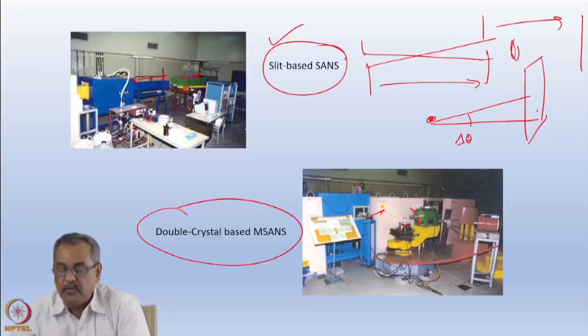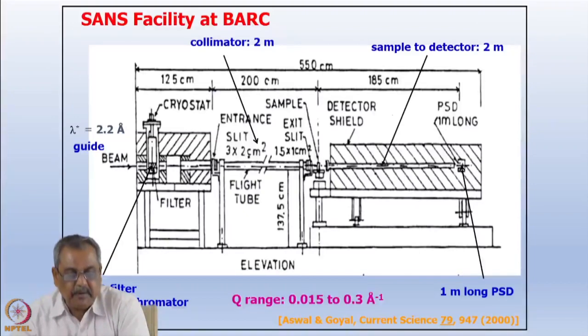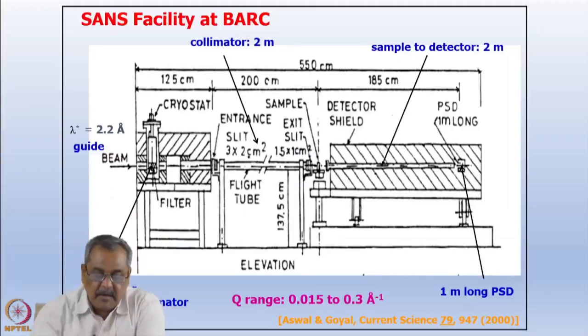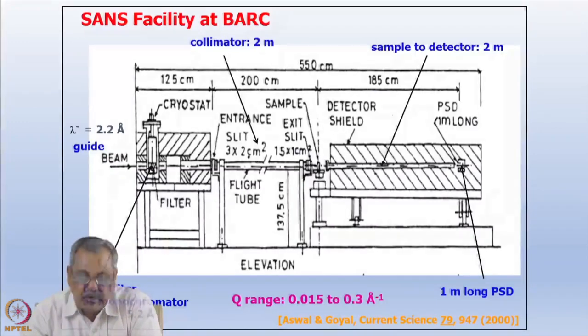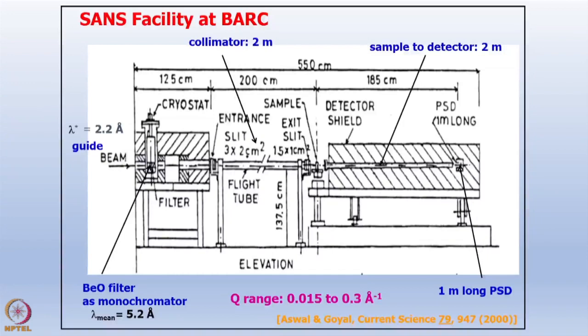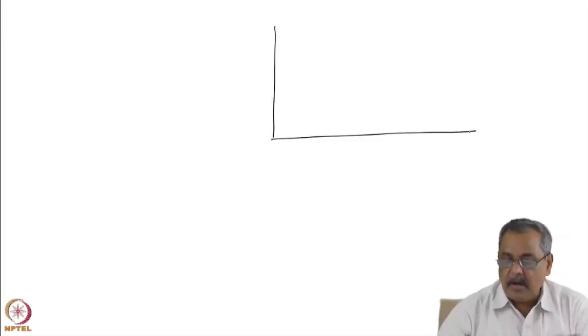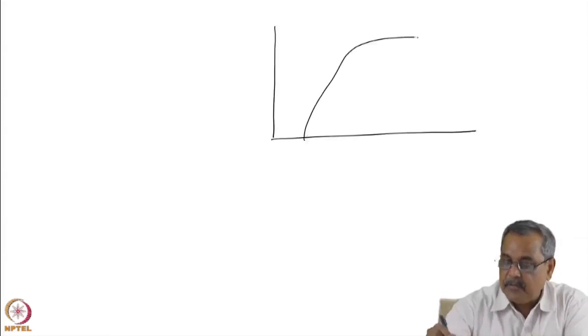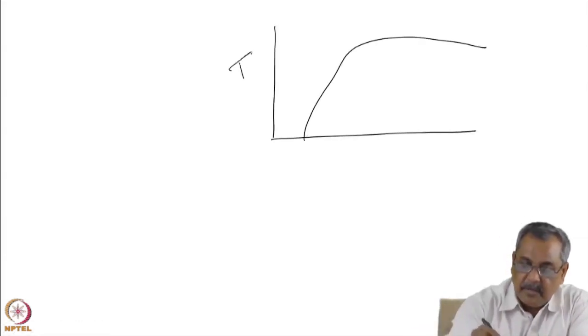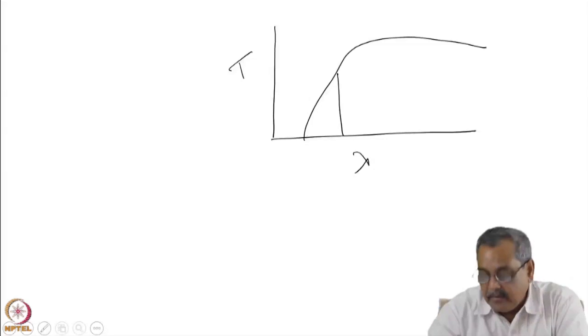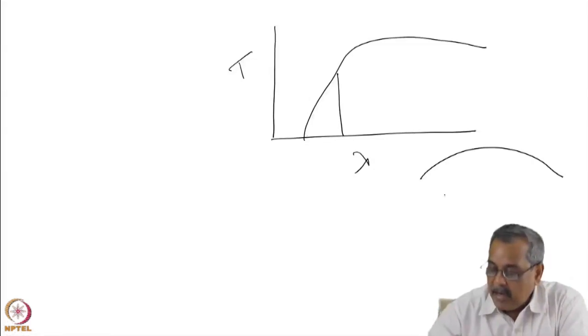So these are the two instruments which we have got. Briefly, this is what we had earlier. It was a beryllium oxide filter based monochromator. It's not really a monochromator, it's more of a filter, but it serves an interesting purpose. If I can just narrate to you, it is a combination of various things. A guide has a transmission curve which is like this. This is transmission intensity versus lambda. A guide has a cutoff wavelength, and this cutoff wavelength depends on, for a bent guide, how bent it is.